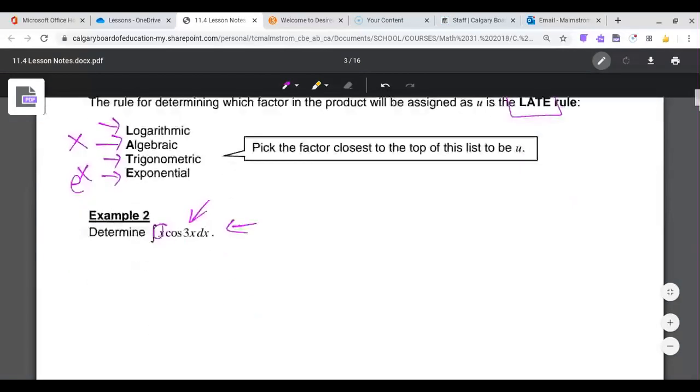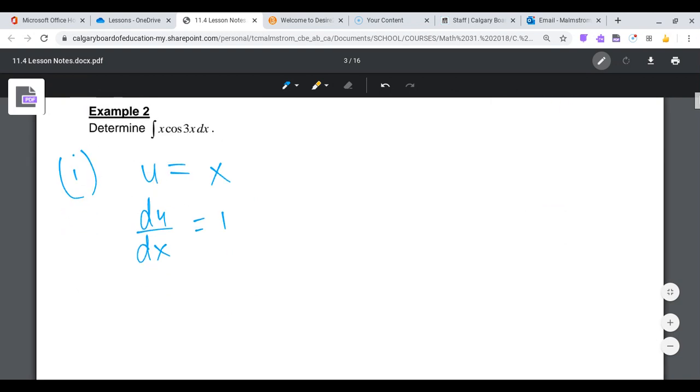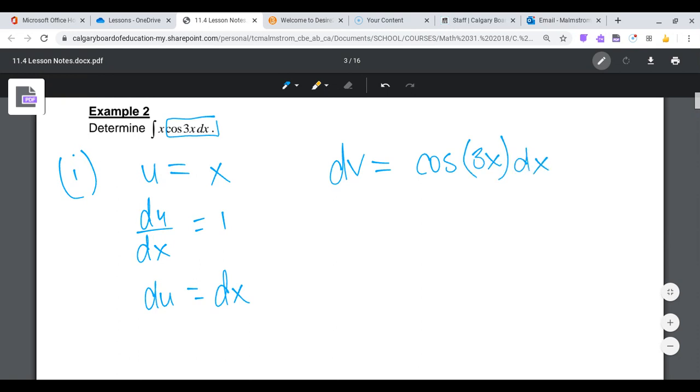Okay, so here we go. Let's erase all this funky stuff. Step 1, u is x. du dx is 1. So we now know that the derivative of x is 1, and we manipulate, so du is equal to dx. And then the other part is dv. dv is the trig piece plus the dx, so cos 3x dx, and we want to integrate that. The antiderivative of cos is sine of the argument divided by the coefficient, or multiplied by 1/3.